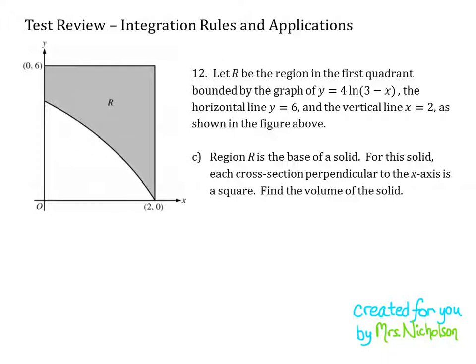In Part C, same region. This time, each cross-section perpendicular to the x-axis is a square. So we're doing cross-sections that are squares. One side of that square is going to be right there. We're still going perpendicular to the x-axis. It's still a horizontal axis. So we're going to do integral from a to b. Our formula is area of the base dx. In this case, since our cross sections are squares, it's going to be side squared dx.